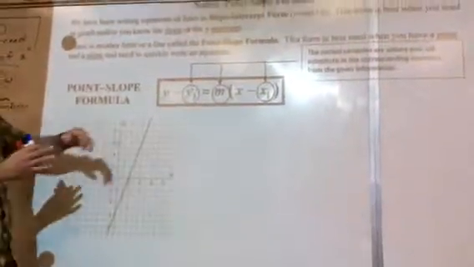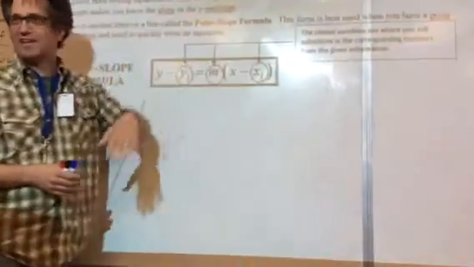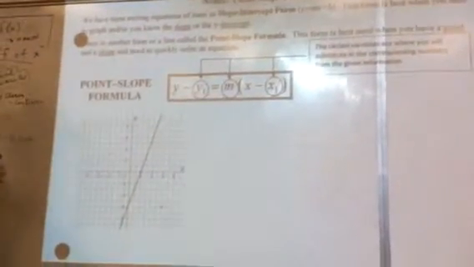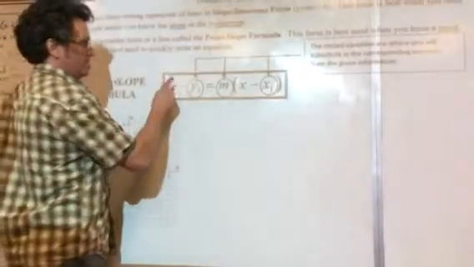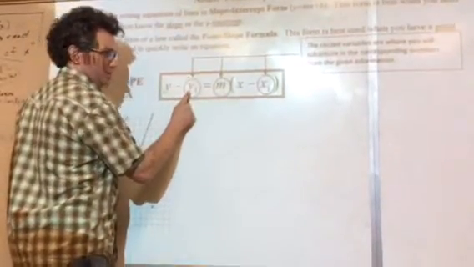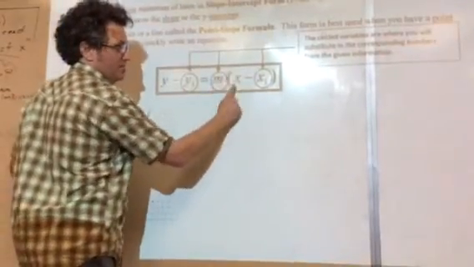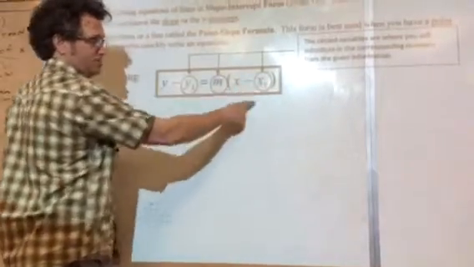Okay, today we're going to talk about the point-slope form of a line. And here's the formula. This formula is on your STAAR EOC chart. But y minus y sub 1 equals m parentheses times x minus x sub 1.